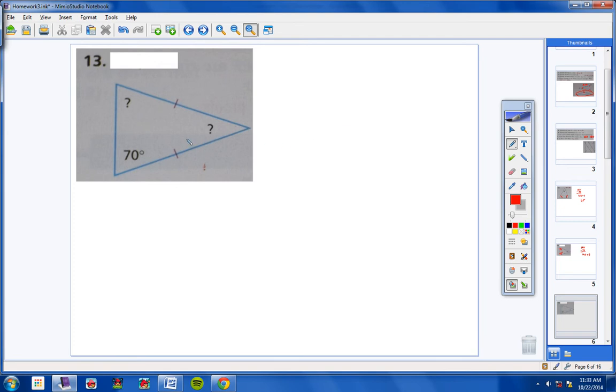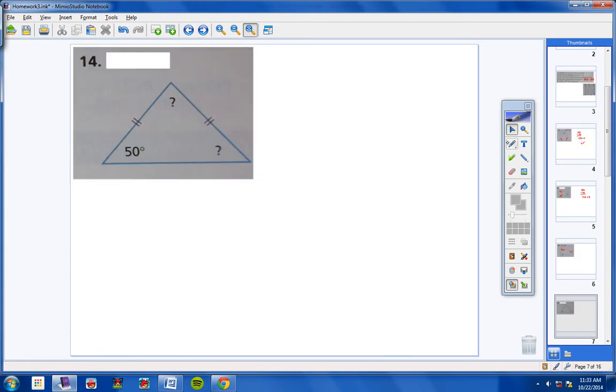All right, a little different, but still it's pretty much the same thing. Notice I have this side here congruent to this side here, so their opposite angles are congruent. So this angle here is congruent to this angle here. So if this angle right here is 70, which it is, then this angle right here must also be 70. Now to find this angle up here, just simply add these two together, and you'll get 140, and then subtract from 180, and you will get 40 degrees. So the two missing angles are 70 and 40. Okay? All right, number 14.